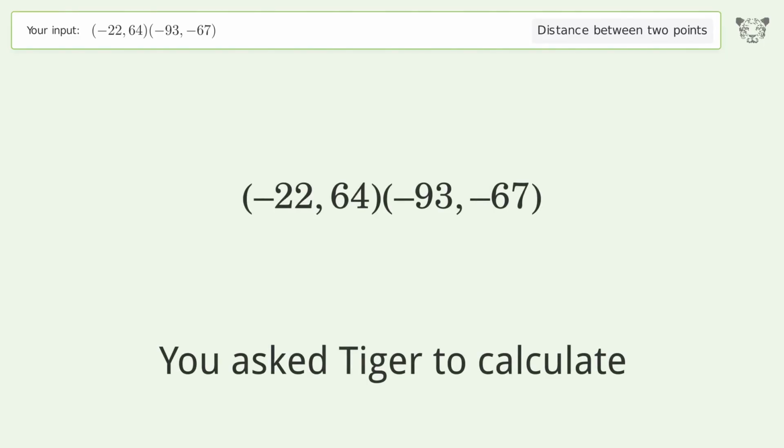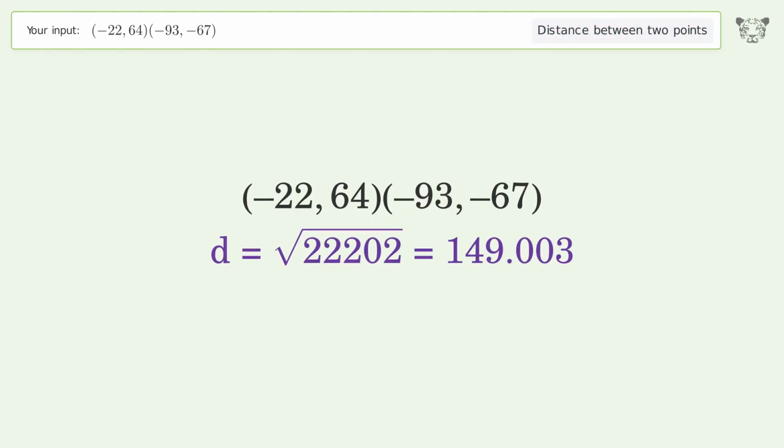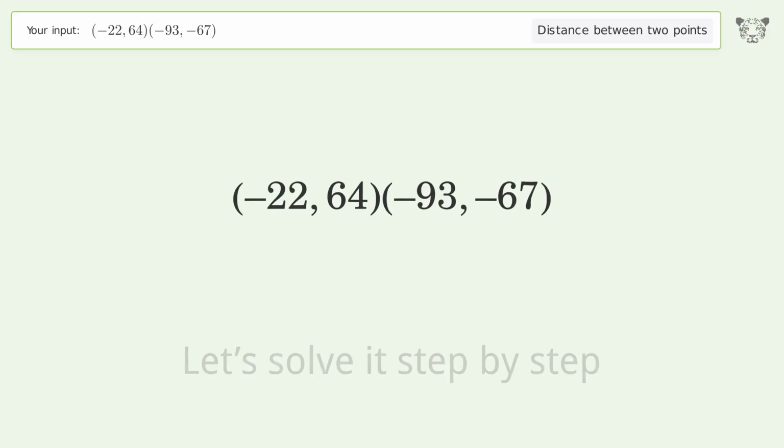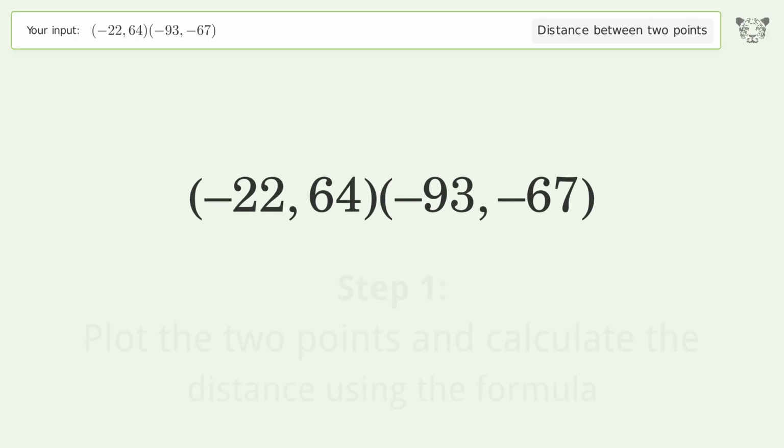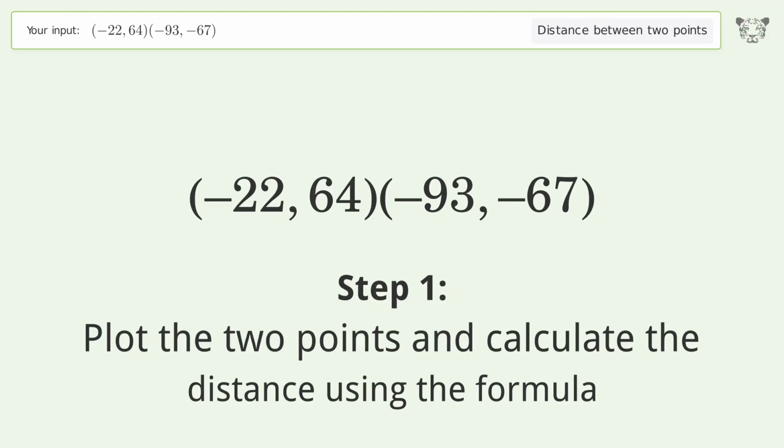You ask Tiger to calculate. This deals with the distance between 2 points. The distance between the 2 points is the square root of 22,202, or 149.003. Let's solve it step by step. Plot the 2 points and calculate the distance using the formula.